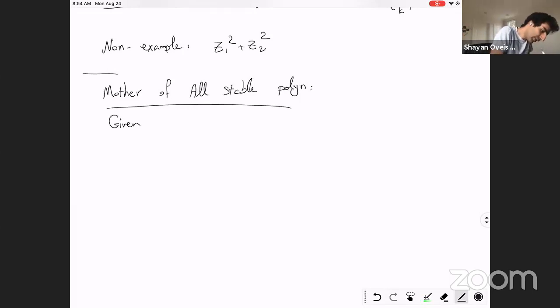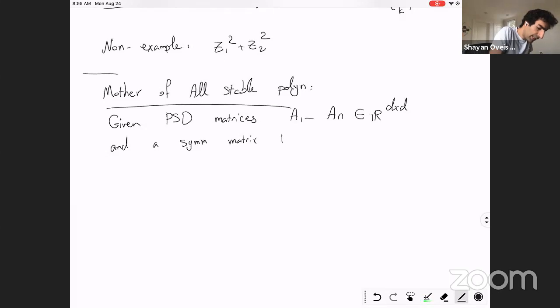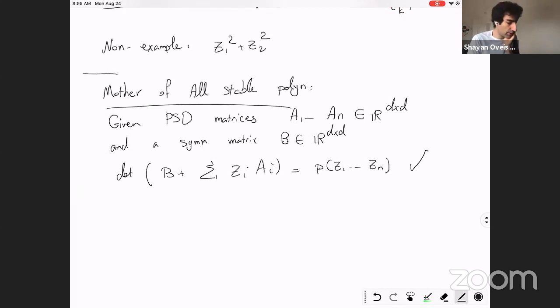So let's say we're given PSD matrices, positive semi-definite matrices, A1 up to An, which are d by d matrices, and a symmetric matrix B in R^(d by d). And we look at this polynomial, the determinant of B plus the summation of z_i A_i. Think of it as P of z1 up to zn being this. Then this polynomial is real stable. So this says basically, for any set of PSD matrices and any symmetric matrix B, if you look at such a polynomial, you get a real stable polynomial.